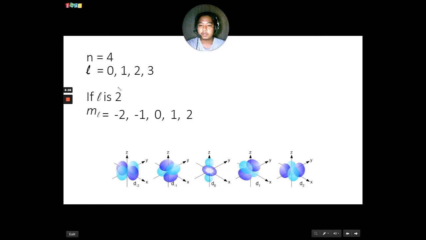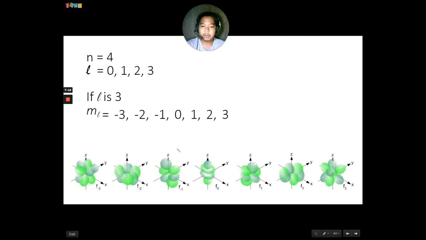If my L is 2, my first quantum number is still 4, the second quantum number, the angular momentum quantum number, is 2, and the values could be negative 2, negative 1, 0, 1, 2, depending on where my electron would lie in these particular orientations. If it's 3, there are more possibilities: 1, 2, 3, 4, 5, 6, 7. Now, I don't know if it's making sense already, but how do we use it?